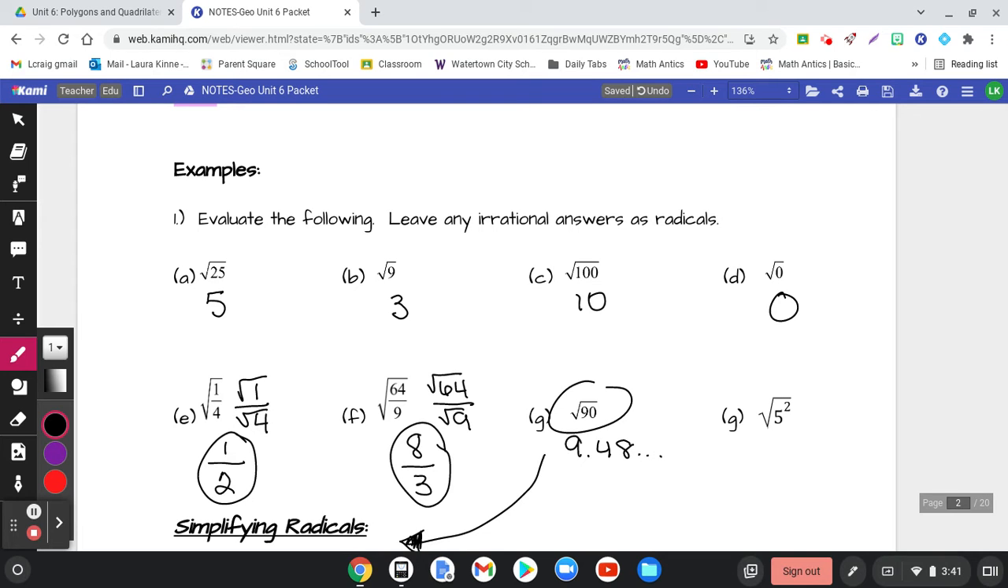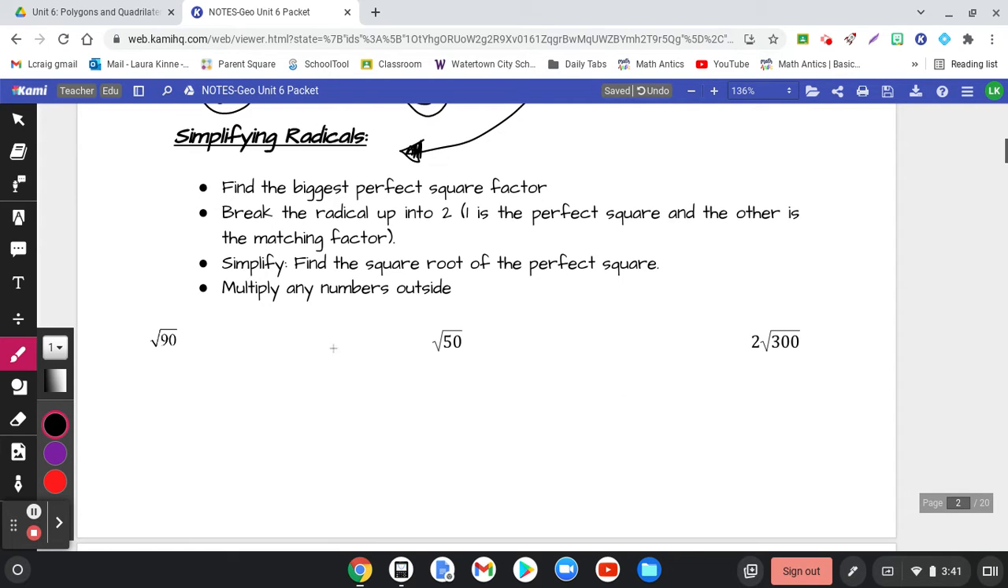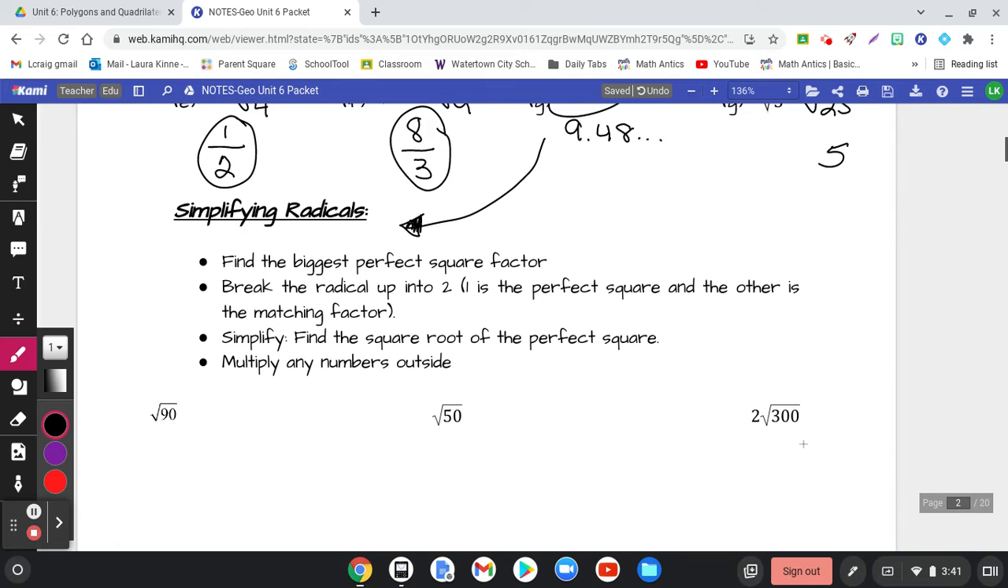All right, square root of 5 squared is the square root of 25, which is just 5. A squared and a square root cancel each other out. All right, so that was easy. Let's see what happens when they're not perfect squares. All of these, if you put them in your calculator, they're going to be irrational. So the first thing you want to do when you're dealing with these is you want to find the biggest perfect square factor. All right, so that's the biggest perfect square that can be multiplied to get 90.